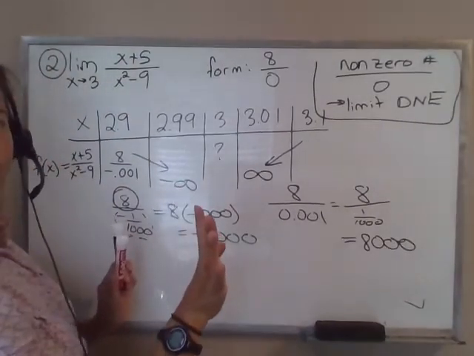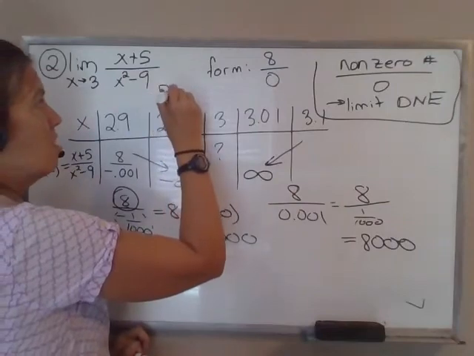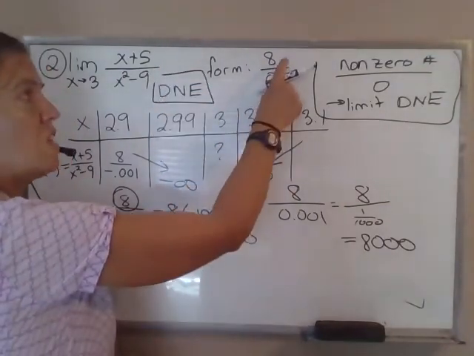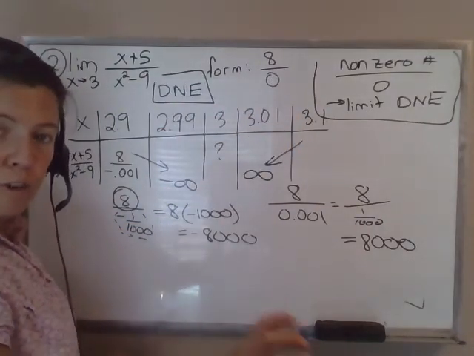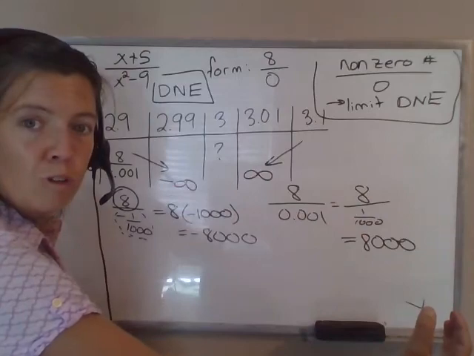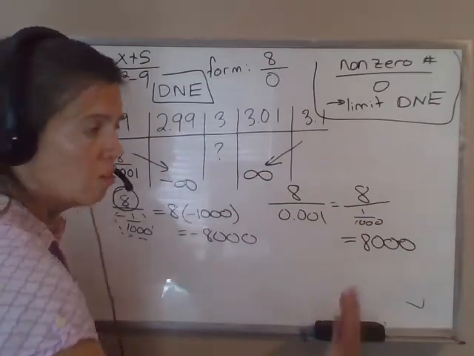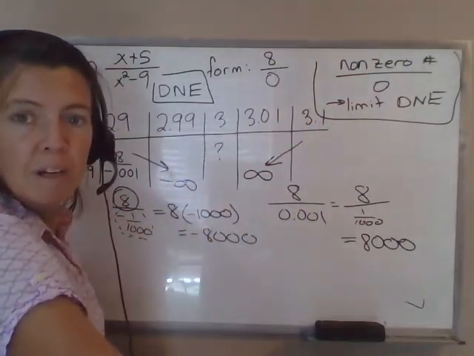Sorry, I was about to stop the video without a real formal answer. So the answer in this case is that this limit does not exist because of that non-zero over 0 form of the limit. If it's 0 over 0, you should do some algebra and simplify, and that limit may very well exist when you see 0 over 0. When you see a non-zero number over 0, you can just stop. Limit doesn't exist.